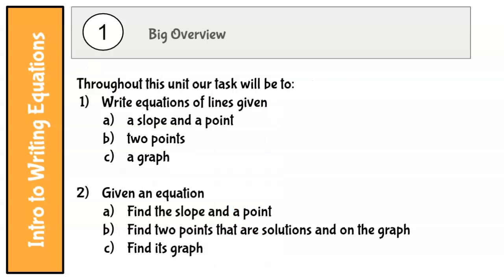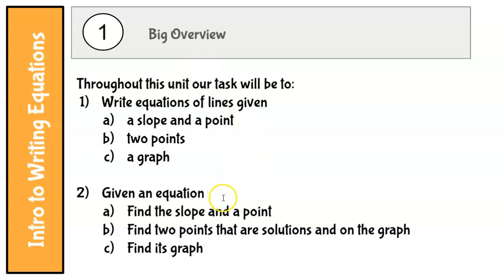Last part of the big overview is that throughout this unit, our task is to write equations given various pieces of information. A slope and a point, 2 points, a graph, a table, an x and y intercept, a slope and a y-intercept. All of these different forms, you have to be able to say, they've given me this information, I'm going to use this form of the equation to write the equation of the line. That's the critical thinking that we're trying to build here: what information am I given? What can I do with this information to solve the task at hand?